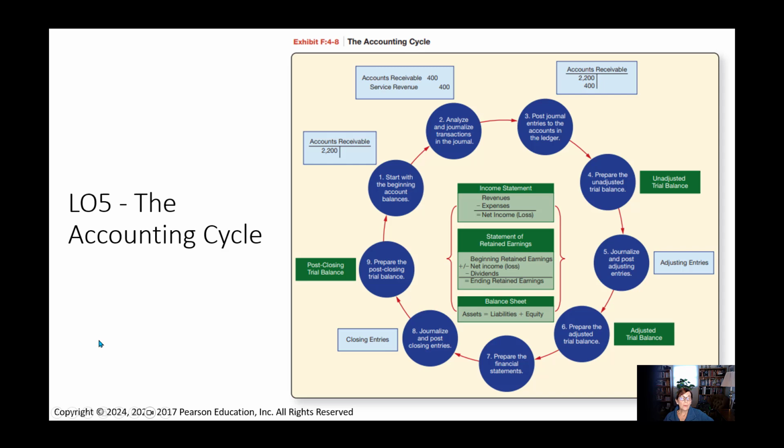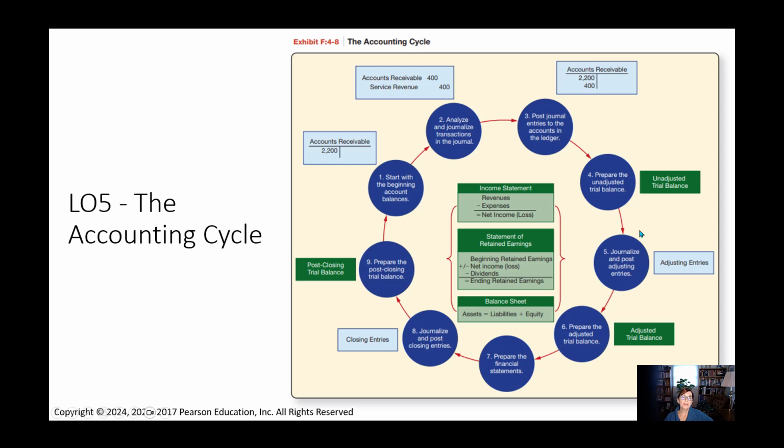So now we have finished the accounting cycle. So you've seen a lot of this before, but let's just review. We start the beginning of the period with our account balances. Transactions happen during the period. We analyze them and journalize them, put them into the journal, right? Debits and credits. Then we post the journal to the ledger. We prepare an unadjusted trial balance, which is our first trial balance.